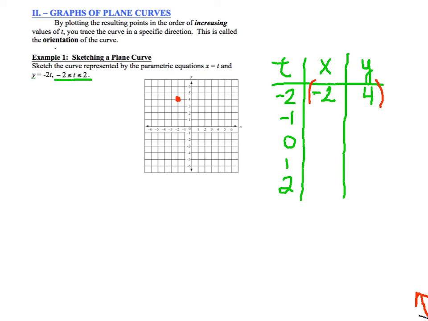So if we go back 1 up to 0, 0, over 1 down to over 2 down, then your graph is actually in between your first point and your last point. So that's where your graph is. And then your orientation arrows should be drawn like so. Now it's correct.